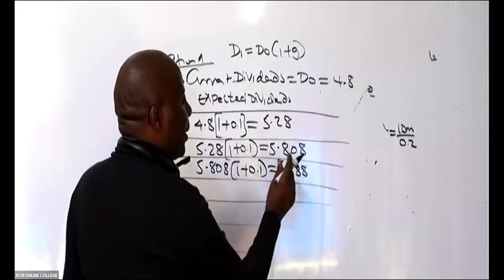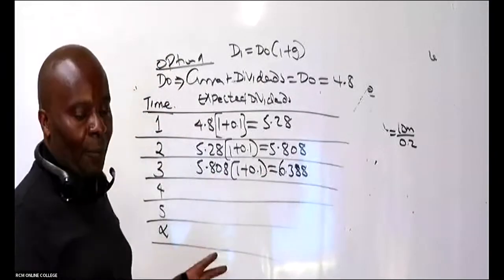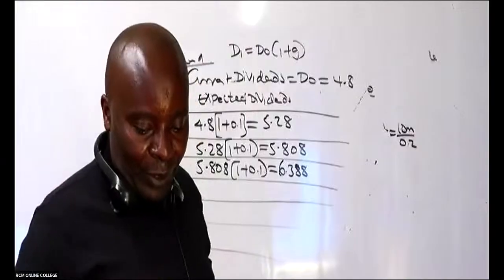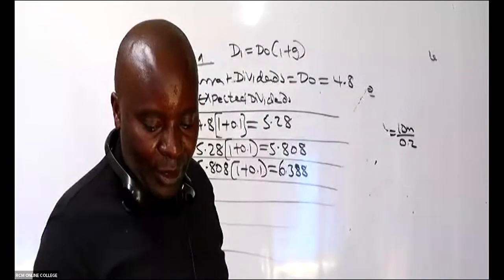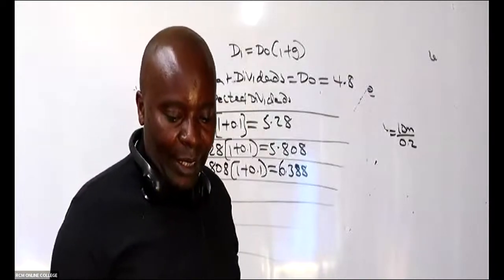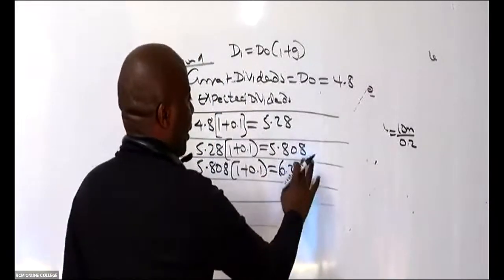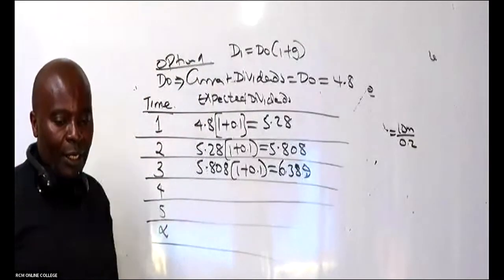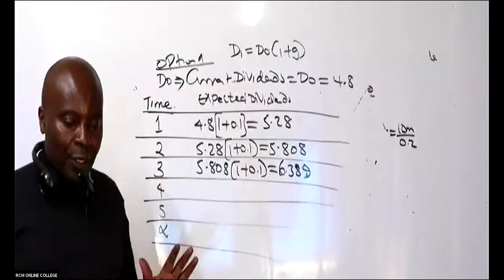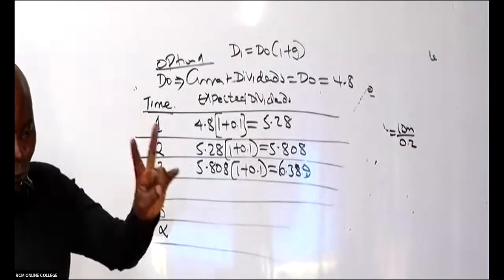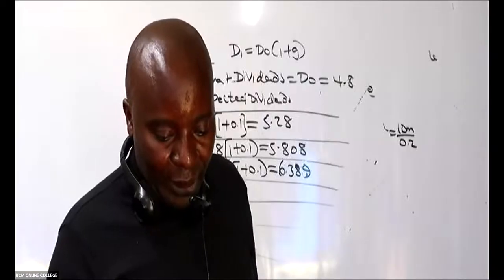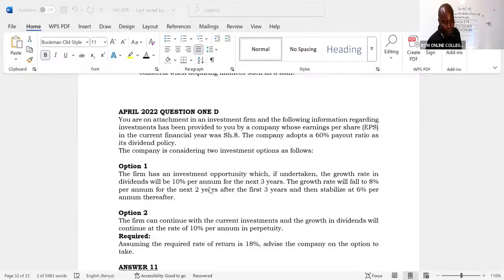What happens, ladies and gentlemen, after the first 3 years, when 10% is exhausted? What have they told us after the first 3 years? I'm told it's 6.389. Let's first of all be in agreement, all of us. Are we supposed to stick with 6.389? After that, for the next 2 years, they're telling us here, the growth rate will fall to 8% per annum for the next 2 years.